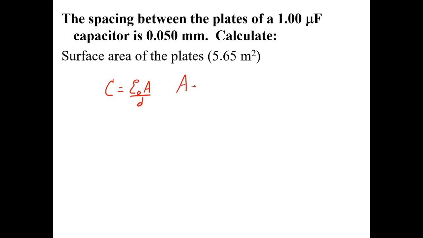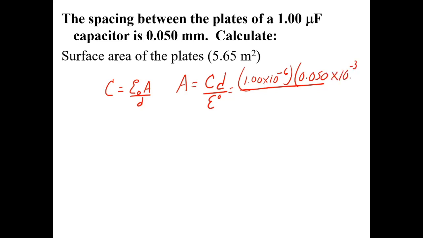Now we want the area. The bigger the area, the more capacitance. So our capacitance is micro, which is 10 to the minus 6, because nano is 10 to the minus 9. The distance is 0.05. Now that's millimeters. So we're going to go 10 to the minus third meters and divide it by that ridiculously small number, but that's what the E value is.